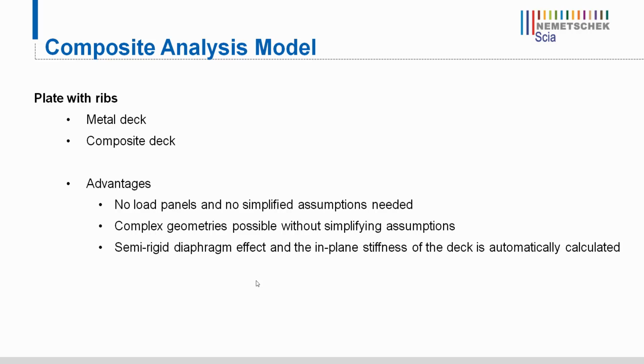The development of the CAM model, or the composite analysis model, has a lot of advantages. Mainly, there are no longer load panels needed to distribute the load to the beams, and also no simplified assumptions are needed regarding the load distribution. Complex geometries of the composite deck can be taken into account without simplification assumptions, and the in-plane stiffness of the deck is automatically calculated and taken into account, as the deck is modelized as a structural member. So, also no additional simplification assumptions are needed in case of horizontal loading of the structure.